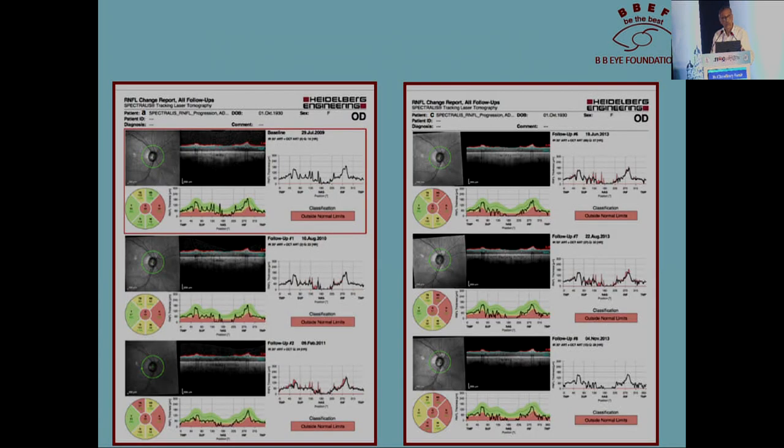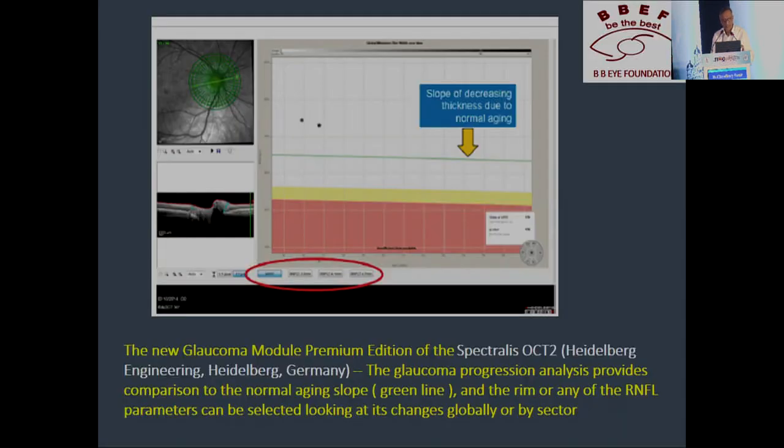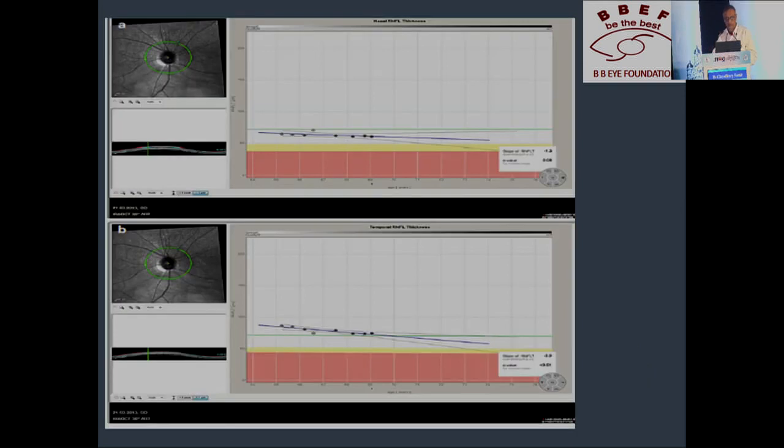And this is an overview of a patient from 2009 to 2013. Slowly there's a change, the red flag is increasing. This is the new glaucoma module premium edition of the Spectralis 2, Heidelberg. It's a glaucoma progression analysis providing comparison with normal aging, shown as the green line. This is normal aging. And the rim or any of the retinal parameters can be selected, looking at the changes globally or by sector. Just change these parameters, just give a round of the ring. It will show the change, whether it's deteriorating or coming towards the green line or not. These are the changes.